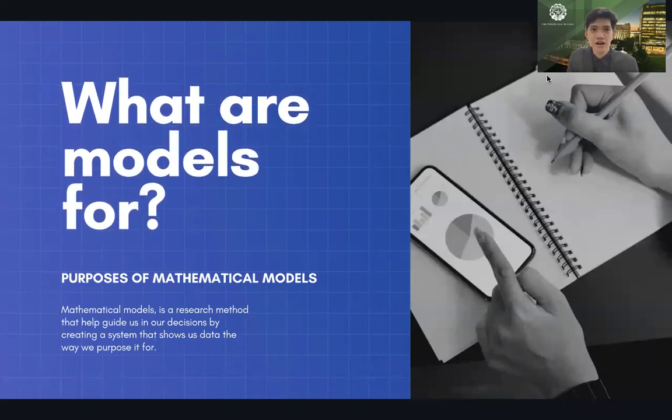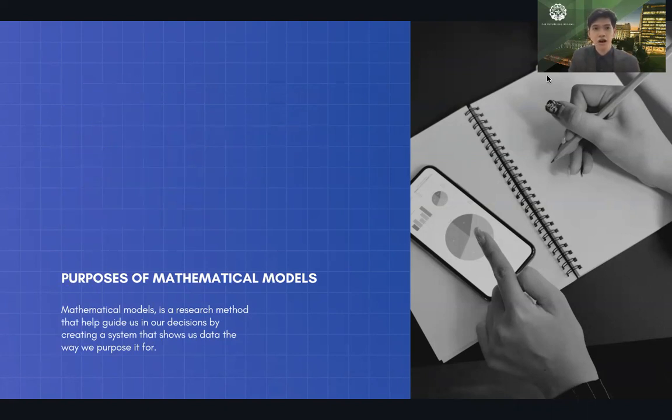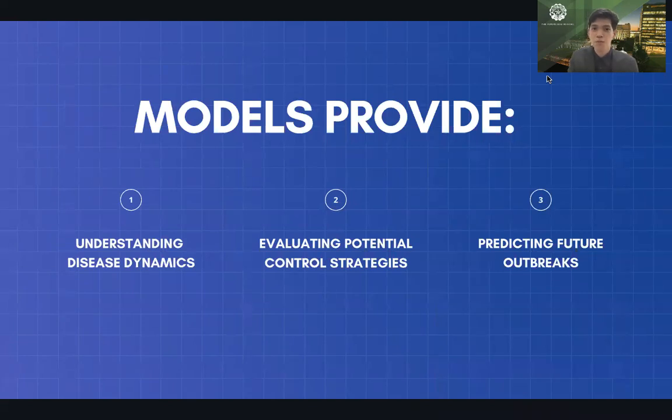So in the following slides, we are going to discuss the purposes of mathematical models. But first, let's ask, what are models for? So basically, a mathematical model is a research method that helps guide our decisions by creating a system that shows us data the way we purpose it for. So models provide first the understanding of disease dynamics. Second, it evaluates potential control strategies. Third, it predicts future outbreaks.